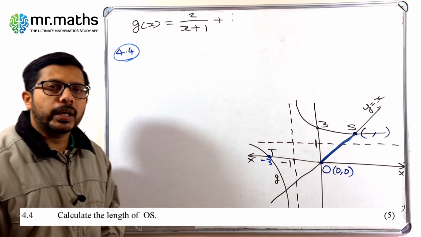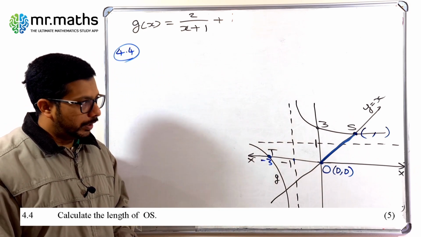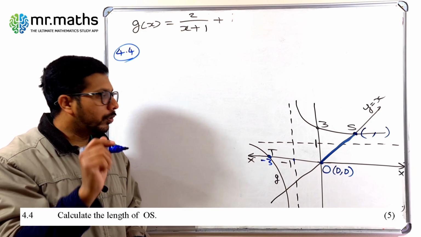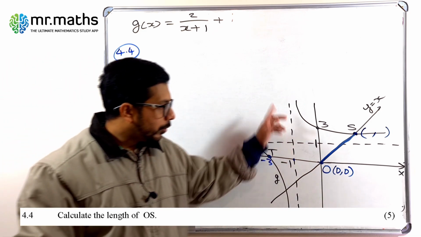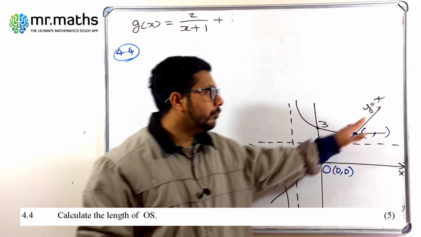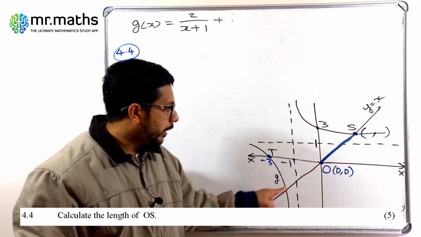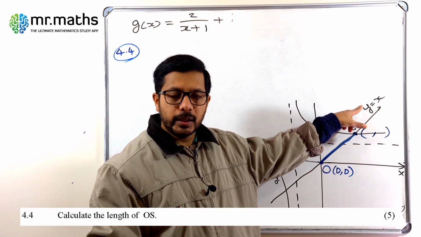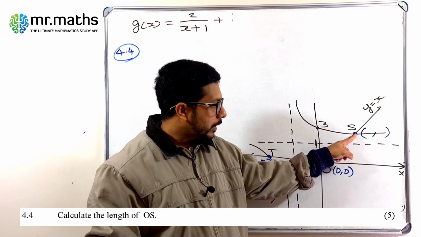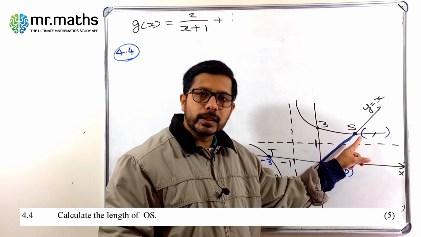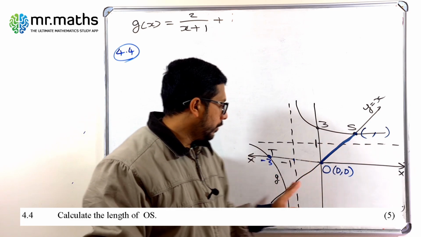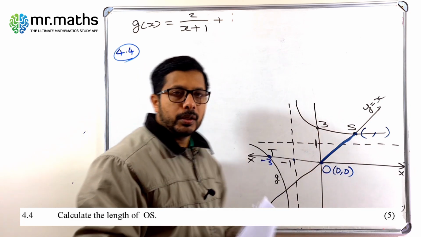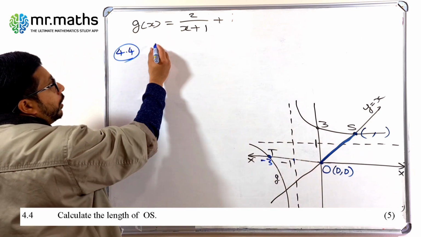For that we have to understand one thing, that point S is a common point for this hyperbola graph and this line y is equal to x. What is the name of this line? y is equal to x. So this point S is a common point or intersecting point of the hyperbola graph and the y is equal to x graph.